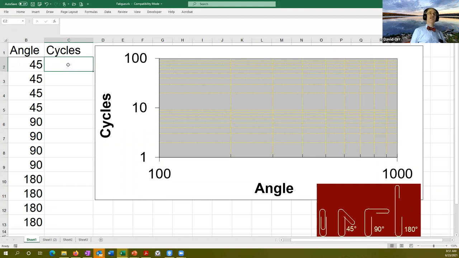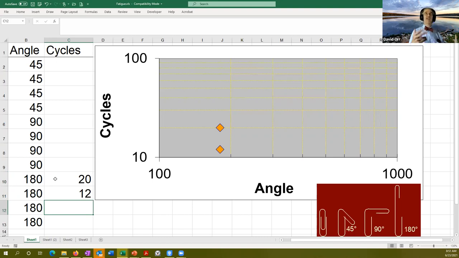Okay. So 180 and 20. Perfect. And obviously the 180s are going to be faster than the rest of us, as you might expect, because they're bending it more. Higher stress, higher strain, more cycles to failure.